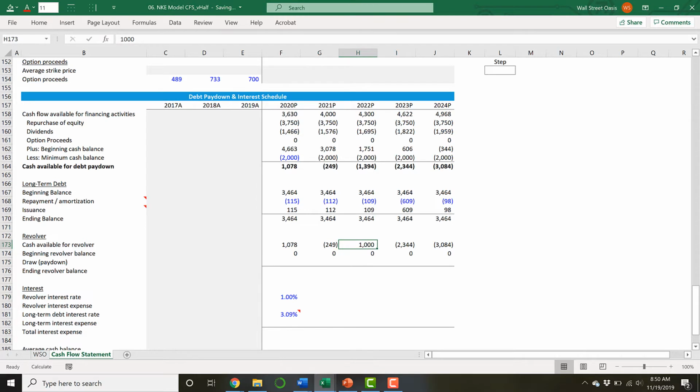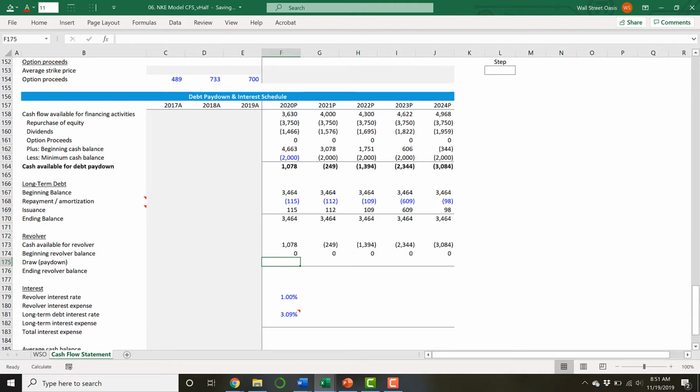But then let's imagine in the next year, we have $1 billion cash available for our revolver, and now we have a $249 million balance. What do we want to do? We want to take some of that $1 billion and use it to completely pay off our revolver. Or if we only had, say, $100 cash available for our revolver, we want to use all of that to pay down our $249 million balance, but we don't want to spend any more than that because then we start eating into our cash minimum.